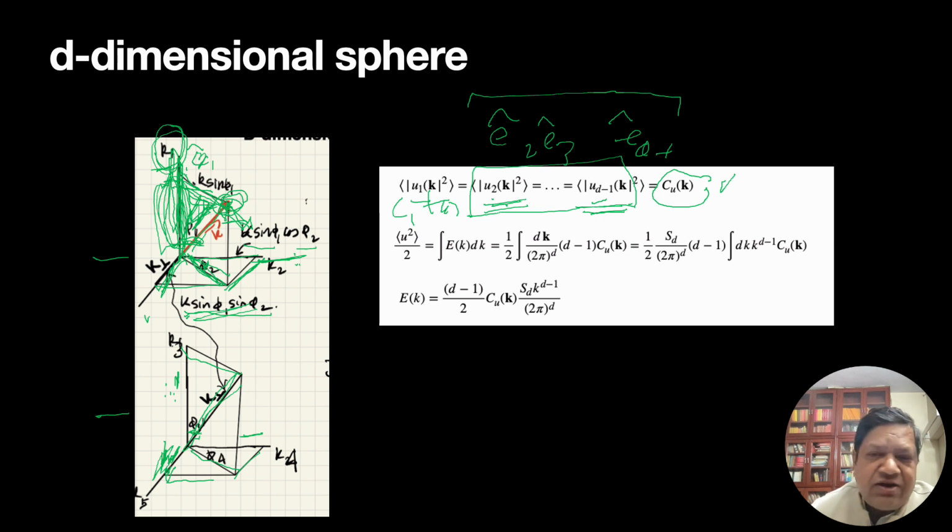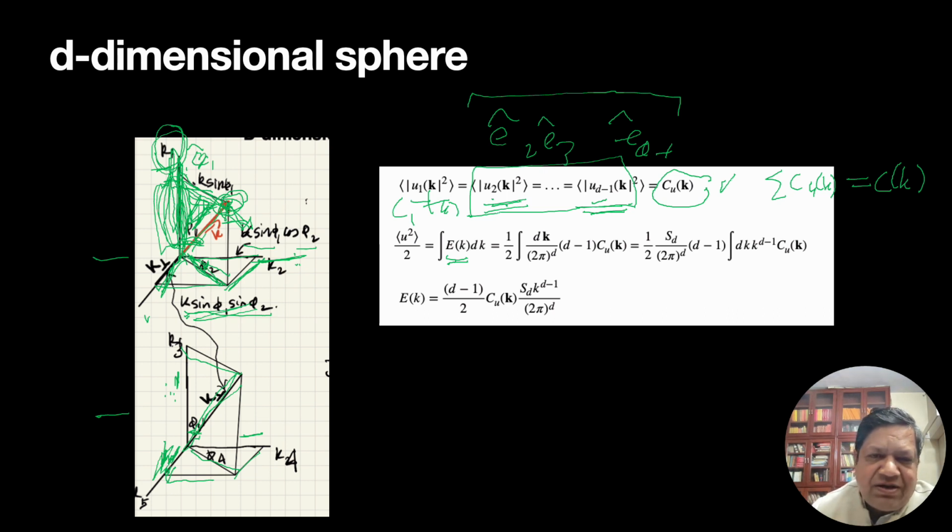A total energy, I need to sum it up. So I need to sum up all the C of u k over all dimensions, and that is C of k. We work with the component, it's more convenient. Now we have one more important quantity, called the one-dimensional energy spectrum. So E of k is the one-dimensional energy spectrum.